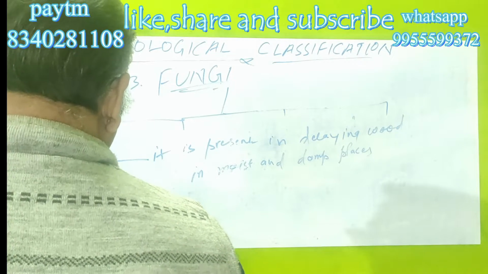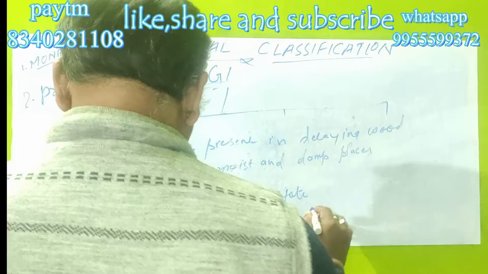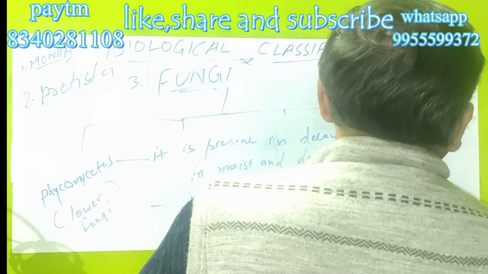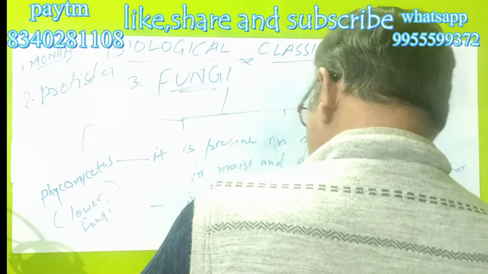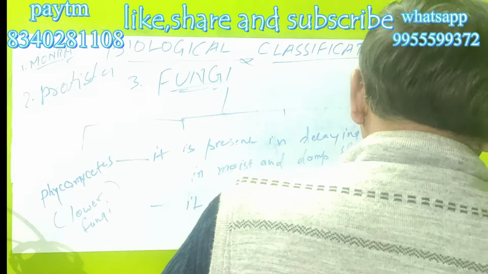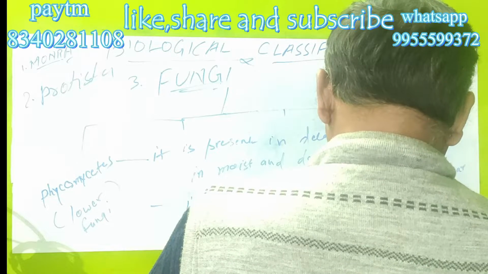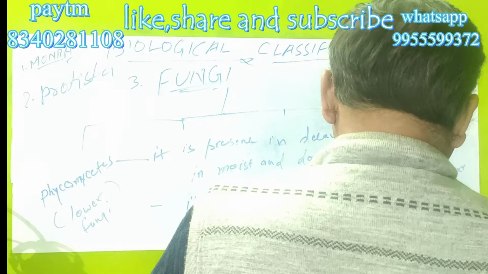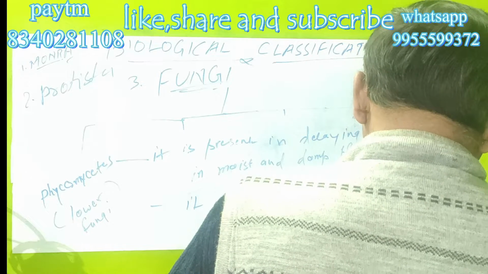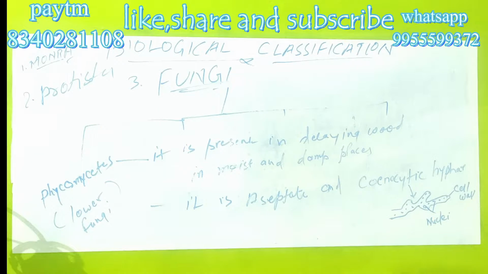It is aseptate and coenocytic hyphae. What is coenocytic and aseptate? In coenocytic hyphae, it is like the figure you can see this way: the nuclei, the cell wall. It is aseptate and coenocytic.